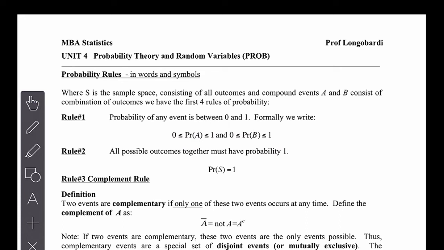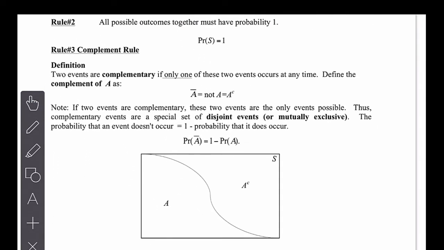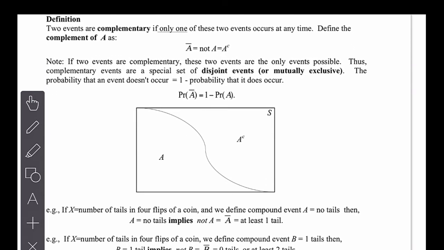Rule 2. All possible outcomes together must have a probability of 1. So this is the probability of the sample space. Notice sometimes I say PR and sometimes I use P. They are the same thing: probability. The third rule is the complement rule, which you've seen in action, which you've actually applied. The complement rule is for 2 complementary events. 2 events are complementary if only one of these 2 events occurs at any time. So that's a nice definition that aligns with this graphic, this Venn diagram.